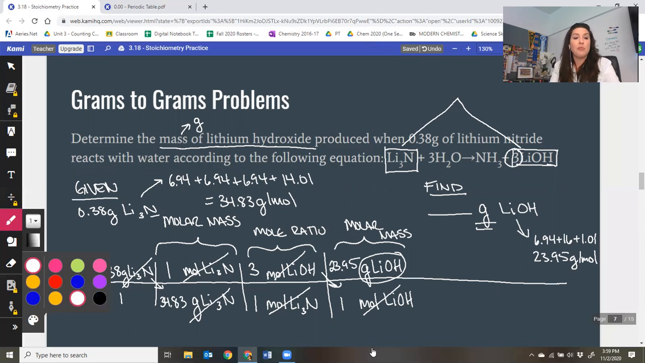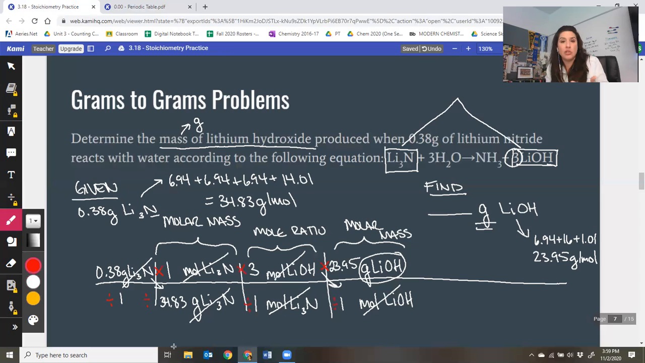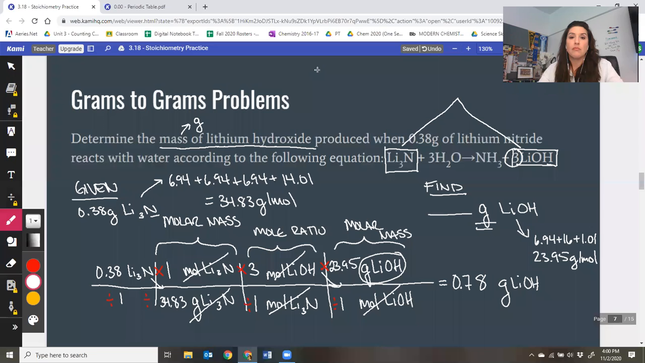So everything on the top, remember, must get multiplied. 0.38 times 1 times 3 times 23.95, divide by 1, divide by 34.83, divide by 1, divide by 1. That's how you want to punch it into your calculator. And if I do that, and you do it too, pause the video and try it too, and see if you can come up with the same value as me. And that way you know you're operating your calculator correctly. Okay, how'd you do? I punched it in my calculator and I got 0.78 grams of lithium hydroxide.